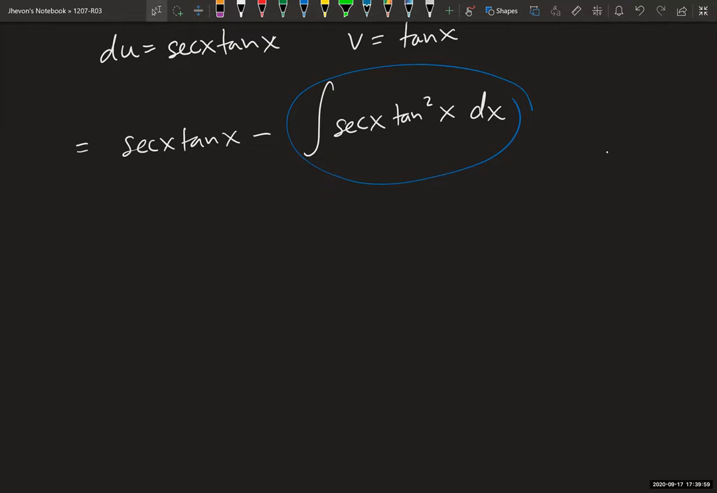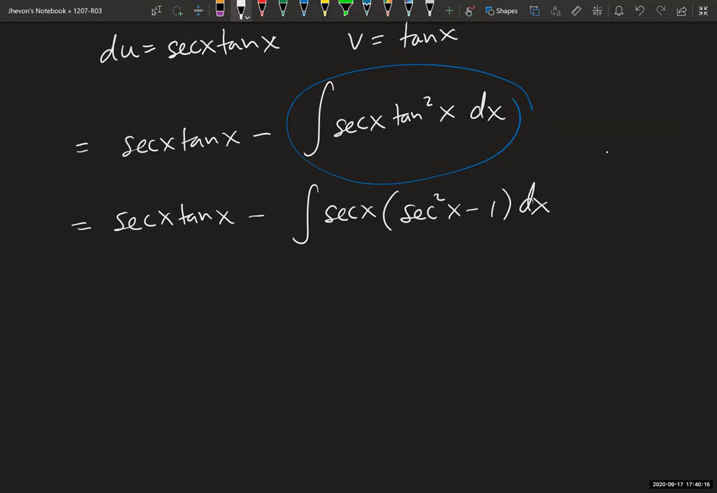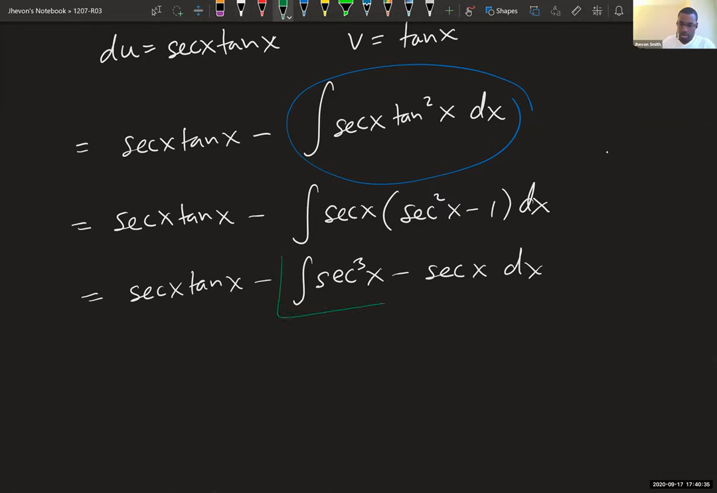I replace tan squared x with secant squared minus 1. Okay, and then what? And then I distributed the secant to get secant cubed minus secant. Didn't we start with the secant cubed though? We did. So we're kind of back where we started? Yeah, what does that mean? Can we replace that with I? Yeah, that does remind us of something we've done before.